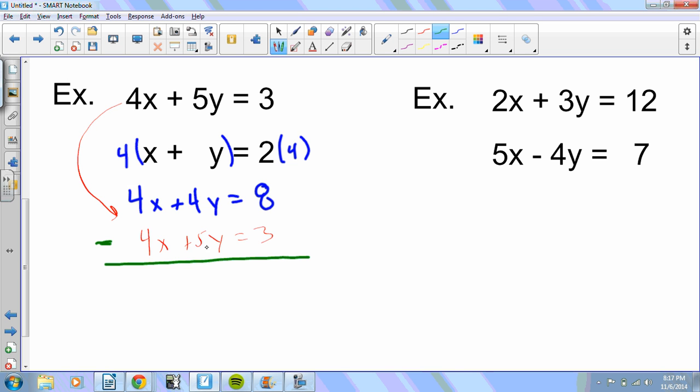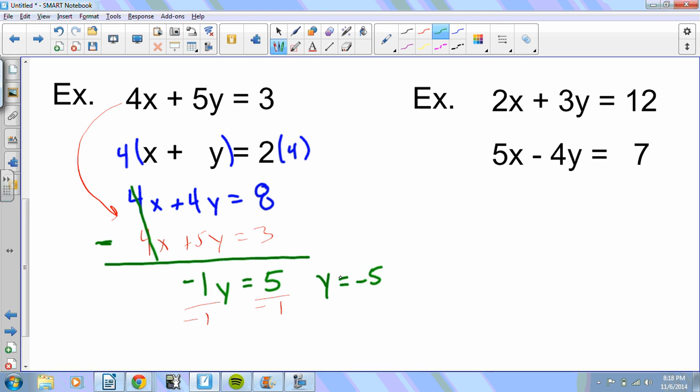That's what I want to have happen. So now I can see what cancels. Well, 4x minus 4x, say goodbye. They cancel out. Okay. Then I have 4y minus 5y. That's a negative 1y. And 8 minus 3 is 5. Okay, well, I'm not quite done yet. Divide both sides by negative 1, and we will get y equals negative 5. Great, I have part of my solution. I need the second part now.